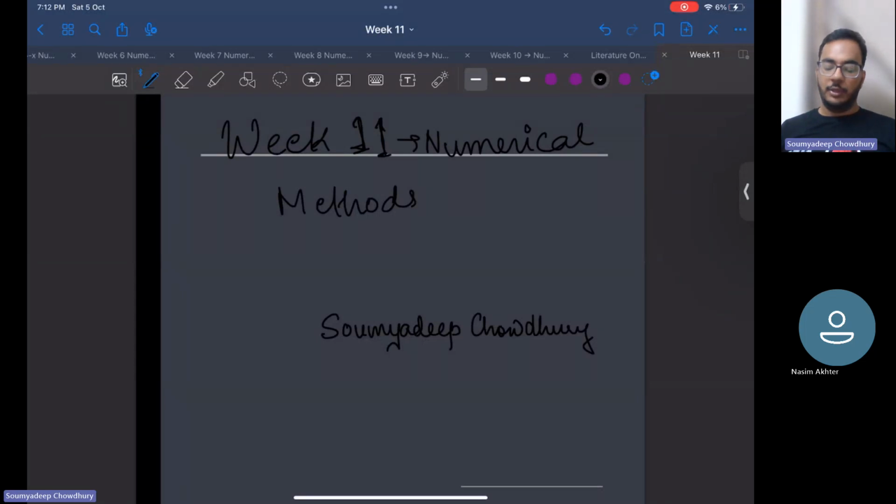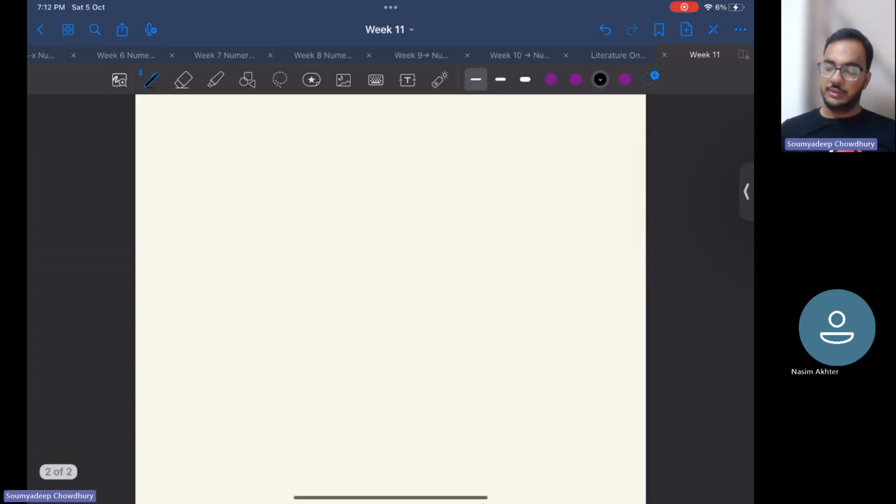And then we'll look into one more technique which is a little bit new, but using the existing techniques only. That is known as the predictor corrector method. So these three topics we will be looking into today. So let's get started.